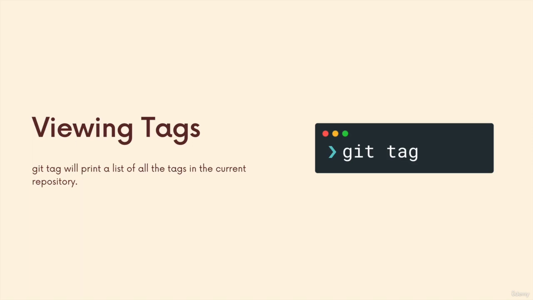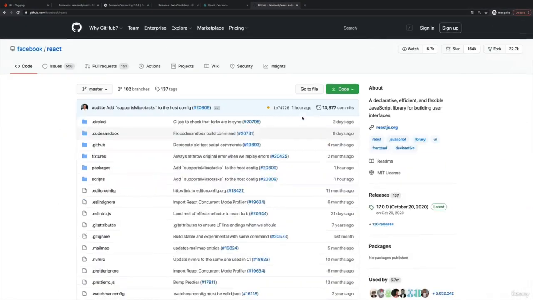Okay, so back to tagging. The first thing that we're going to take a look at is how we view tags. How do we look at existing tags? And we're actually going to use a repository that we clone that has hundreds of tags for us to play around with and inspect. We're going to use the React repository if you want to follow along.